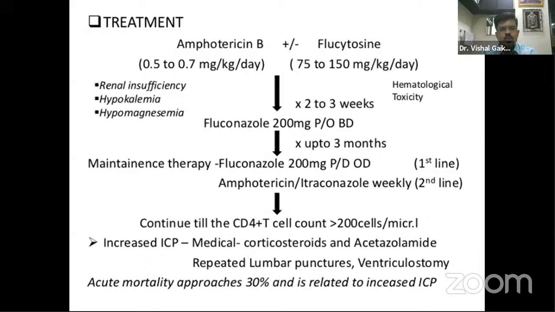Once the induction phase is over and the patient is improving, we can convert it into the maintenance phase of fluconazole, a total of 400 milligram, 200 milligram orally BD. It should be continued for the next 8 to 10 weeks, and this should be followed by maintenance of fluconazole 200 OD, which should be continued either lifelong or till the CD4 count is more than 200.